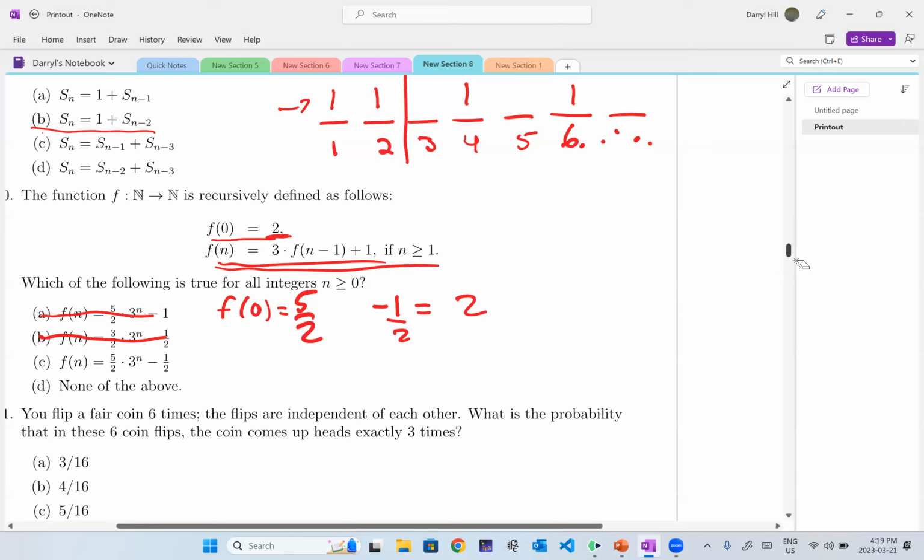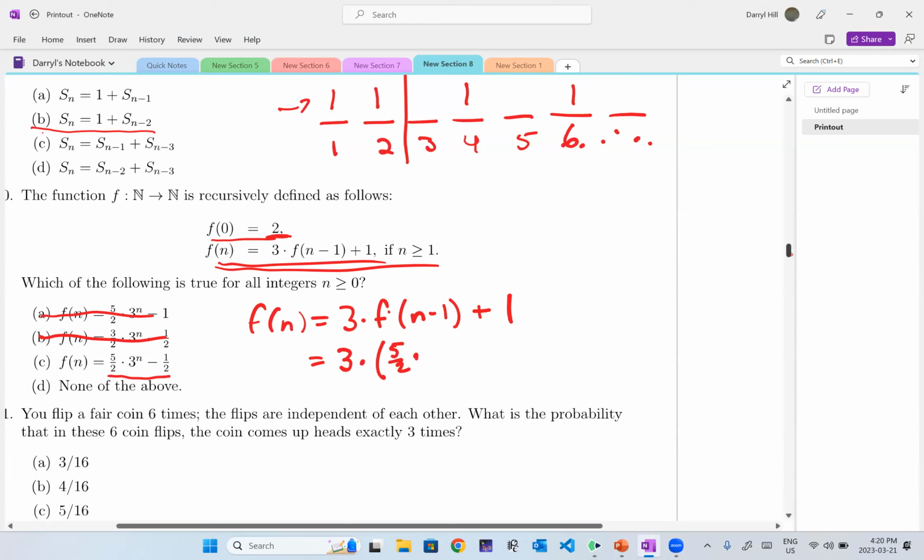Base case, yeah. Okay, so now I'm going to write down my recurrence, but I'm going to substitute my closed form. I won't skip any steps here. So this is equal to 3 times f of n minus 1. I'm just substituting this in. So this is 5/2 times 3 to the n minus 1 minus 1/2, plus 1. I just substituted n minus 1 in for n, and I substituted this in for f of n minus 1. And then it's a bunch of algebra.